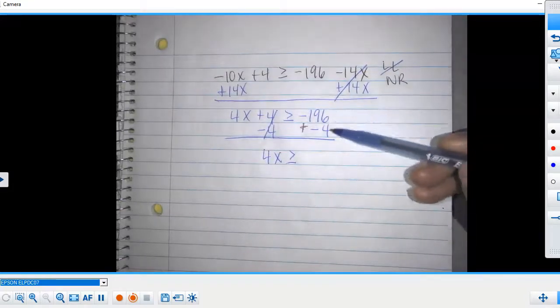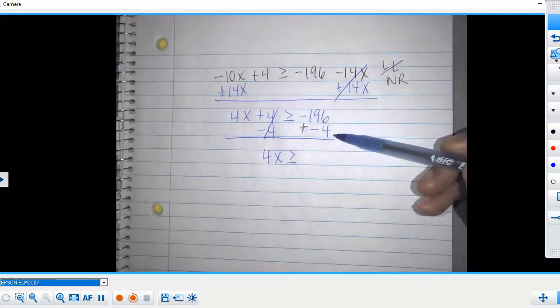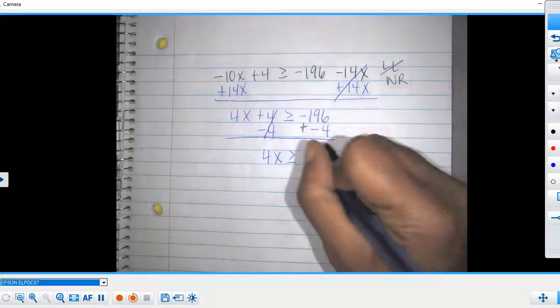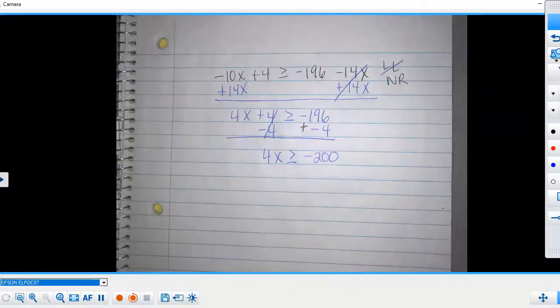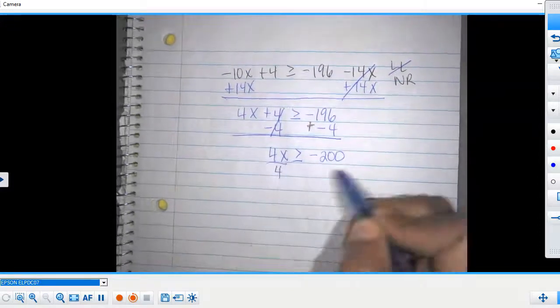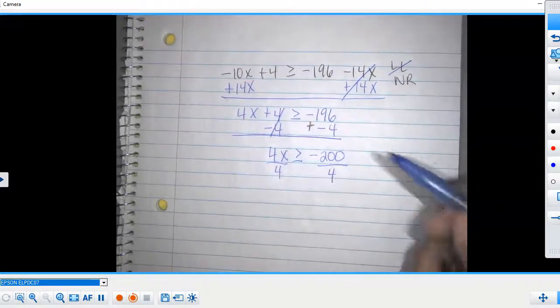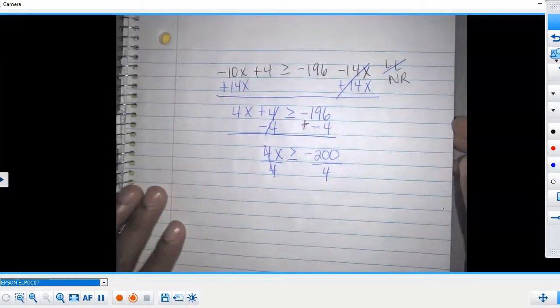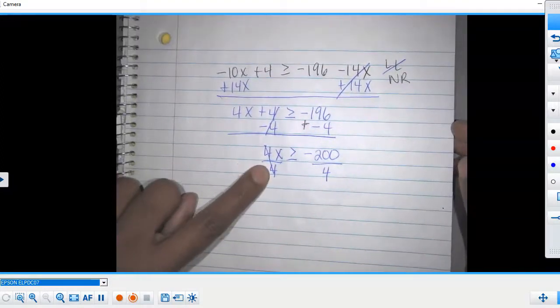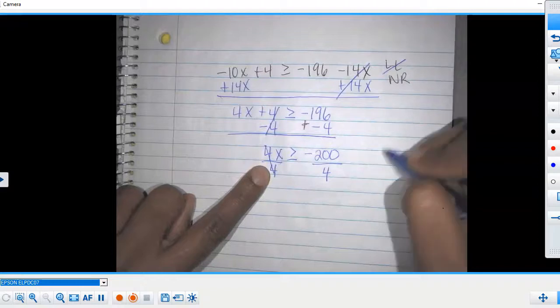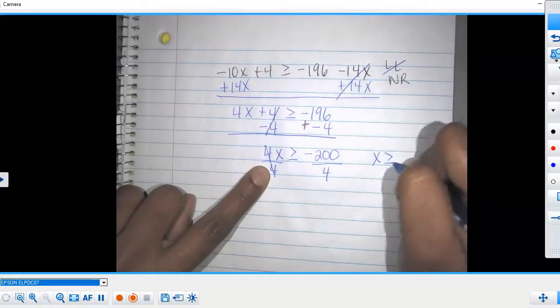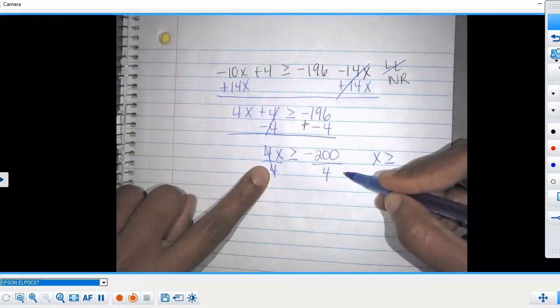Okay, so if I add this together, this is negative 200. Don't let that freak you out. That's negative 200. And then when we divide by 4, there's no reason to flip this inequality because we were dividing by a positive 4. So the answer is x greater than or equal to negative 50.